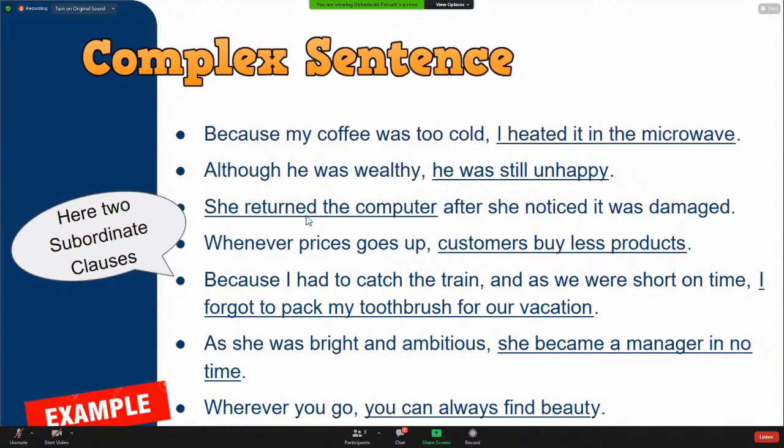So here, she returned the computer. It is a clause because she is the subject and return is the verb. Here, she noticed it was damaged. She is the subject and notice is the verb. Okay, so it's a clause. It's also a clause.